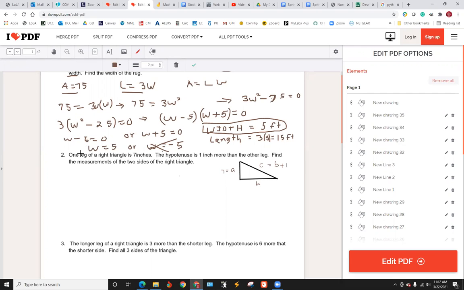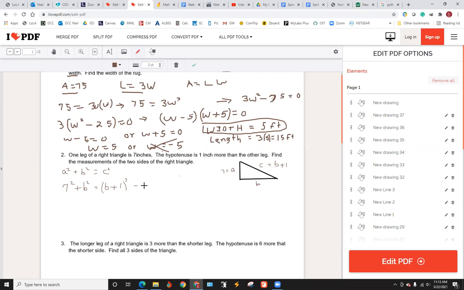So now we're just going to use a squared plus b squared is equal to c squared. And we know that a is 7. We don't know what b is, so we're just going to leave it like that. But they tell us that the hypotenuse is 1 inch more, squared. So when we do that, we got to square that binomial.